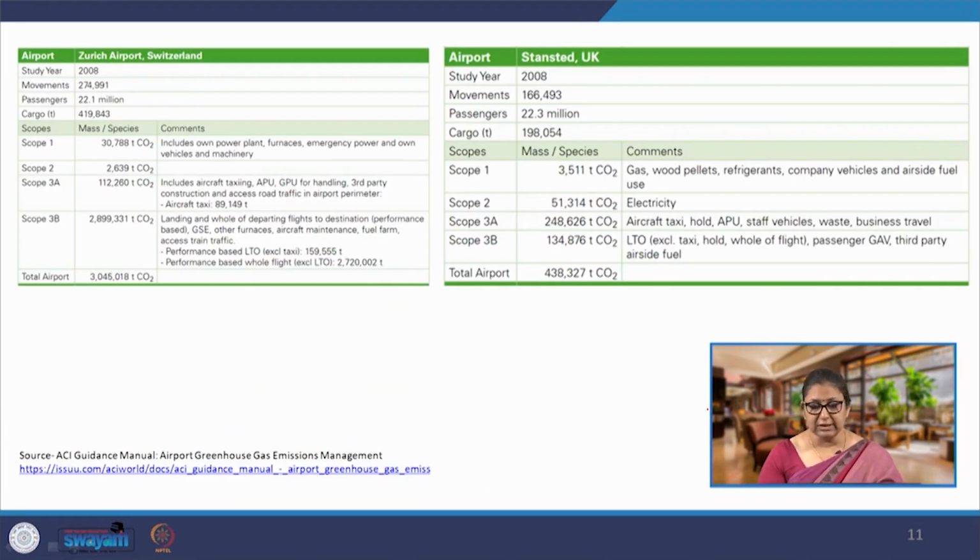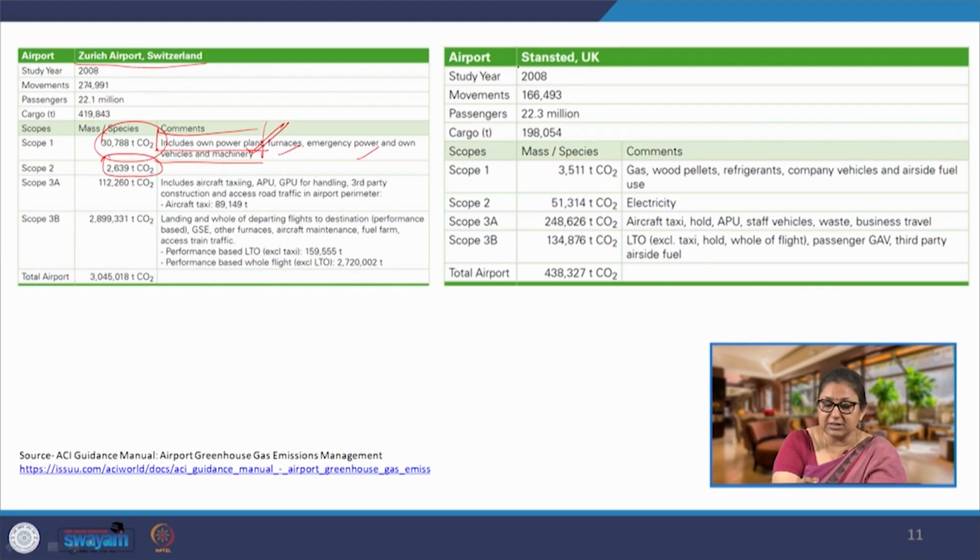Now, if we look at some examples, this is for Zurich airport in Switzerland, and we will see that the scope 1 emissions are very high because it has its own power plant, furnaces, emergency power, and then its own vehicles and machinery. But the large amount of emission is actually coming from the own power plant. Most of the power is coming from the site itself, and that is why scope 2 is significantly lesser.